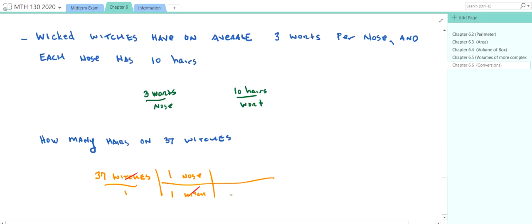Now our noses. We know that one nose has 3 warts. That'll lose our noses now. And finally, one wart, any wart, has 10 hairs. So this is 37 times 3 times 10, or 30 times 37 equals, I think it's 1,110 hairs.